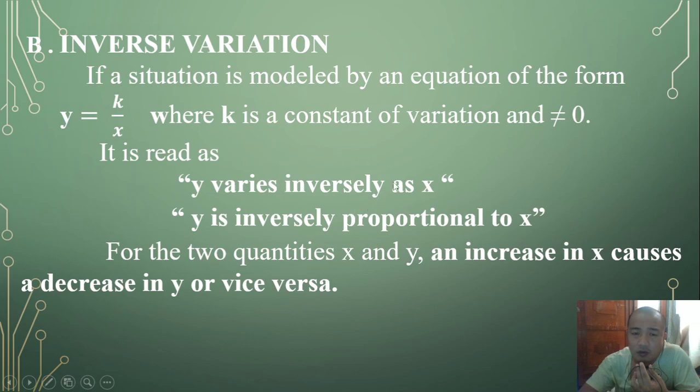that can model inverse variation. So y varies inversely as x, or y is inversely proportional to x. And the equation is y is equal to k over x. So that if you're going to solve for k, just multiply y and x. K is the constant of variation. So direct variation, y equals kx. Here, y is equal to k divided by x. That's the difference. And in direct variation, to solve for k, divide y by x. But in inverse variation, to solve for k, we multiply y and x.